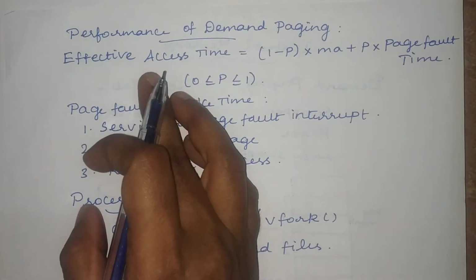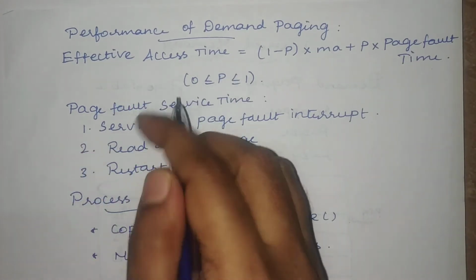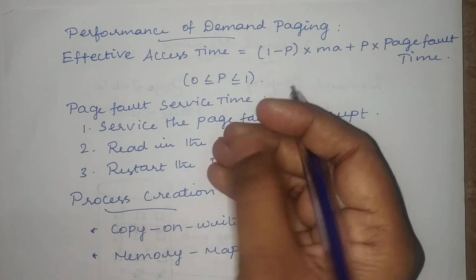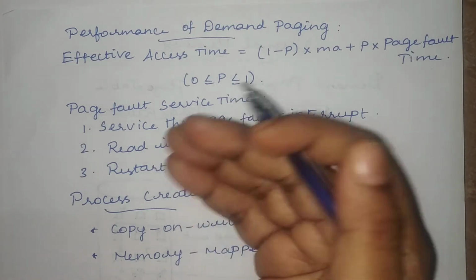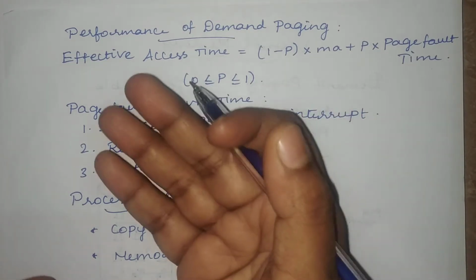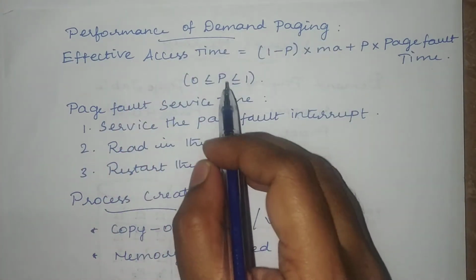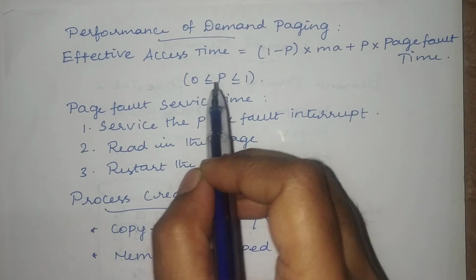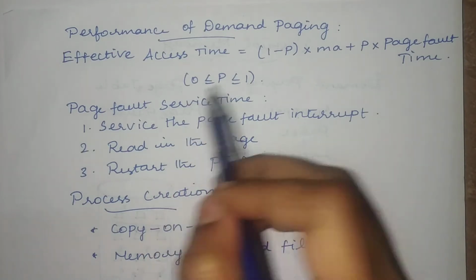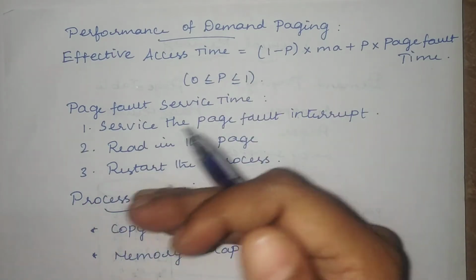So what is actually access time? If you are accessing any page, then what is the time taken to access that page? That is what the effective access time is, or we can even say the memory access time. So here we are just mentioning the page fault rate. So what is the page fault rate?